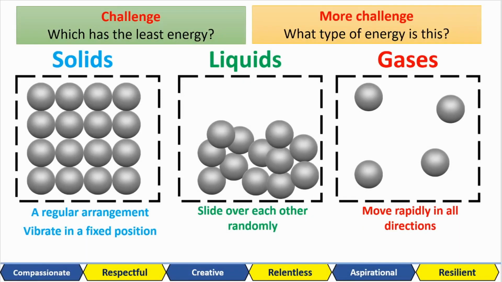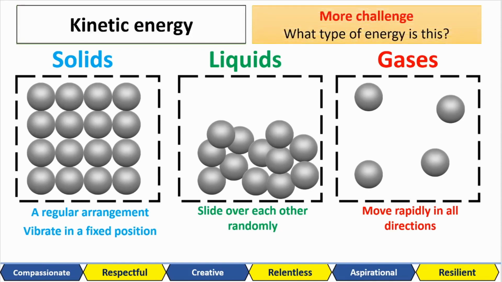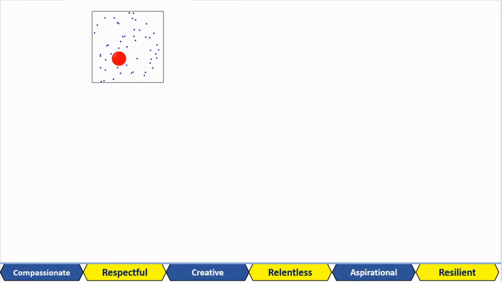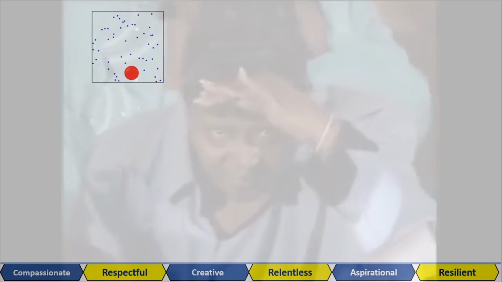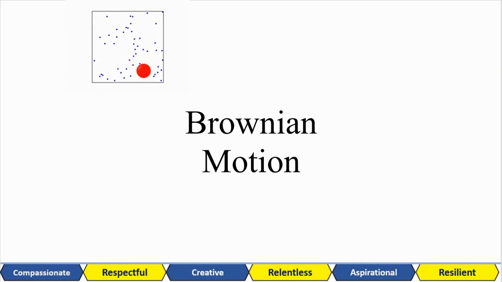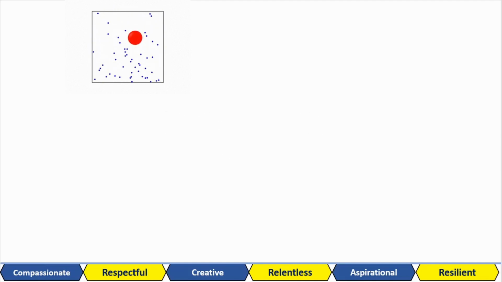The state of matter with the least amount of energy is solids, and the type of energy that they have is kinetic energy. This image shows a container of gas and a red dust particle. If you were to look at this dust suspended in a fluid, it looks like it's moving randomly around. This is called Brownian motion, and this was one of the pieces of evidence that we had for the existence of atoms. Because we couldn't see the air particles, we can't see the water particles, but we could see the dust, and it looked like it was moving randomly.